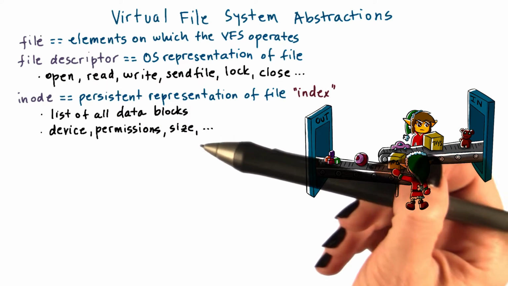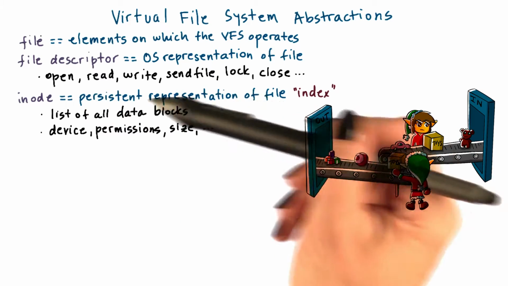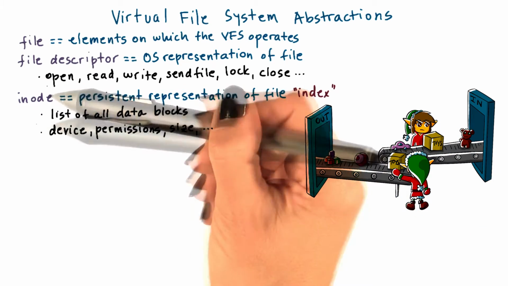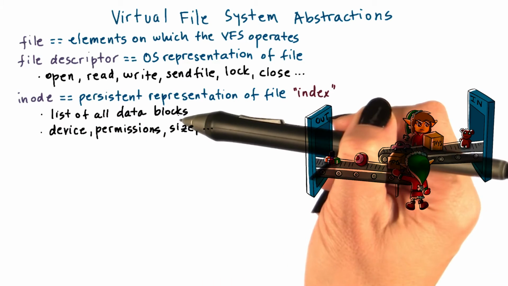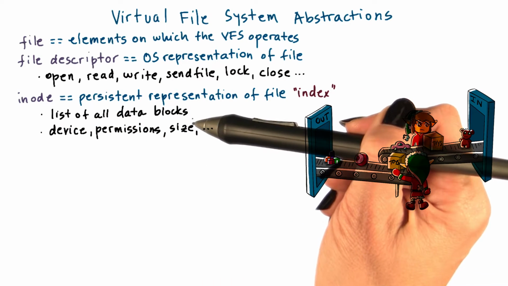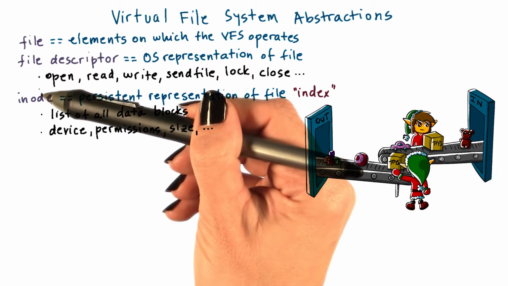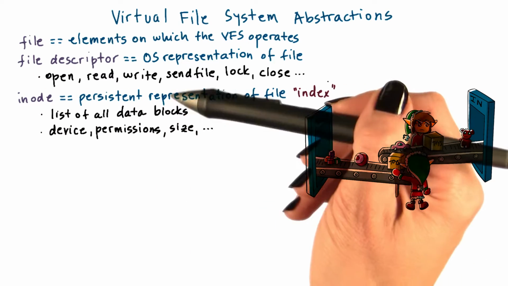For each file, VFS maintains a persistent data structure called an inode. One of the pieces of information maintained in this inode is the list of all the data blocks that correspond to this file. This is how the inode derives its name. It's like an index node for that file.